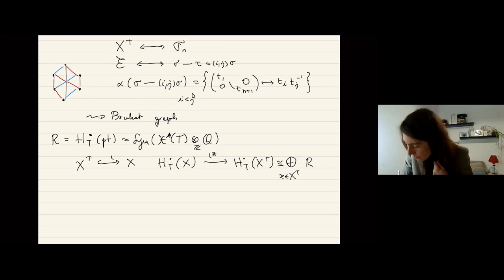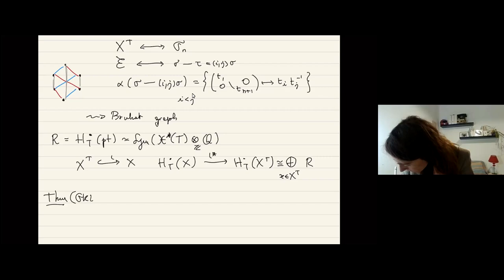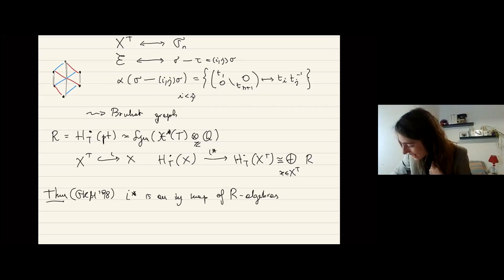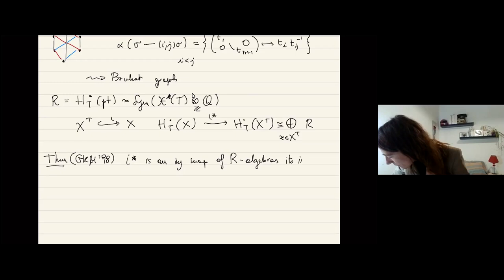So in the Goresky-Kottwitz-MacPherson version, the localization theorem says that i star is an injective map, well, let me say of S algebras, R, sorry. I'm trying to use R because R is the one usually Soergel bimodule people use. So it's an injective map of R algebras, and its image is isomorphic to the following.